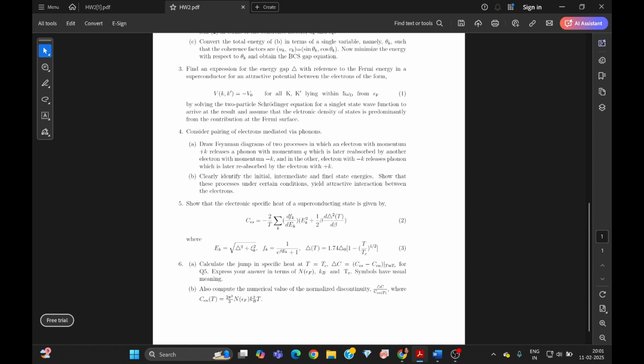Yeah, that was the question only. So basically the question was this only. Okay, this will be this. They asked you to show that the electronic specific heat of a superconducting state is dependent on... Yeah, so this will be this only. See, yes, we have just proved it.